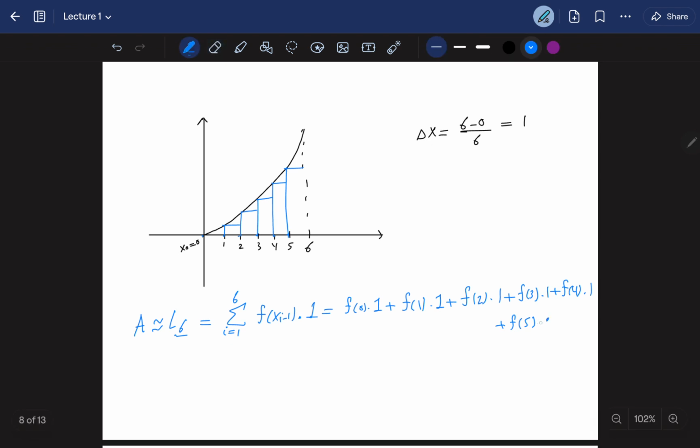Where each term here represents the area of one of these rectangles. Once you evaluate it, since f of x here is x squared, you just substitute, so 0 plus 1, and you just add them up.